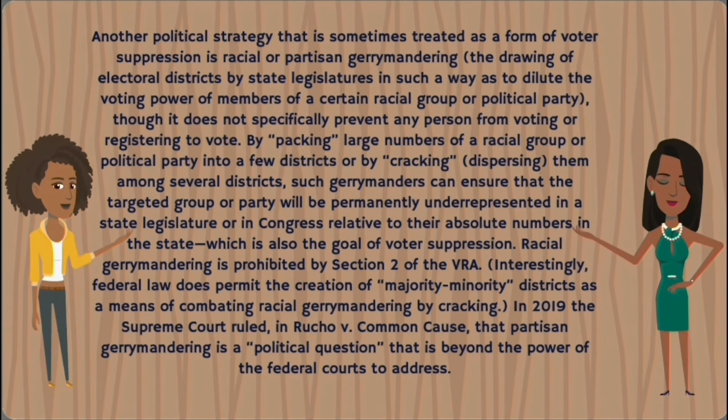Another political strategy that is sometimes treated as a form of voter suppression is racial or partisan gerrymandering, which is the drawing of electoral districts by state legislatures in such a way as to dilute the voting power of members of a certain racial group or political party, though it does not specifically prevent any person from voting or registering to vote. By packing large numbers of a racial group or political party into a few districts, or by cracking, aka dispersing them among several districts, such gerrymanderers can ensure the targeted group or party will be permanently underrepresented in a state legislature or in Congress relative to their absolute numbers in the state, which is also the goal of voter suppression.